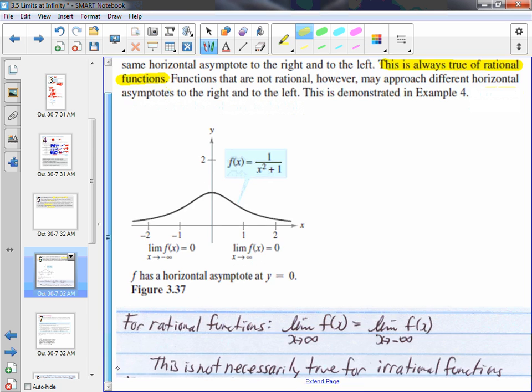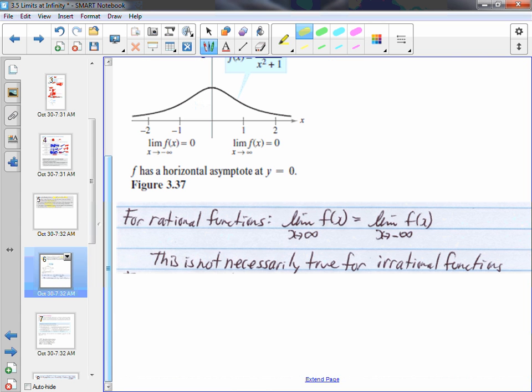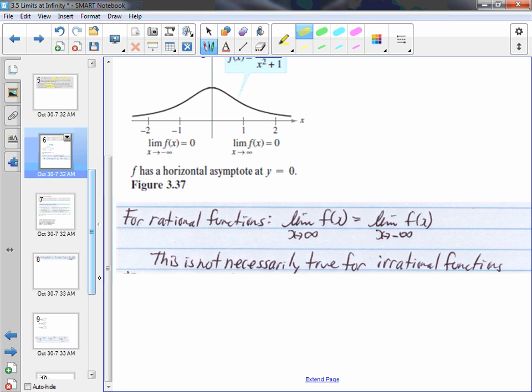Okay? So for rational functions, finding the limit as x approaches infinity and finding the limit as x approaches negative infinity accomplish the exact same thing. Not necessarily true for irrational functions. Notice we're not saying that it's never true for irrational functions. It's just not necessarily true for irrational functions. All right, any questions yet?